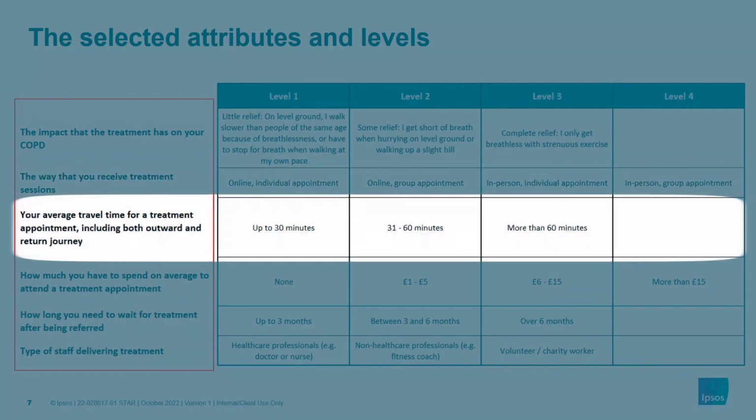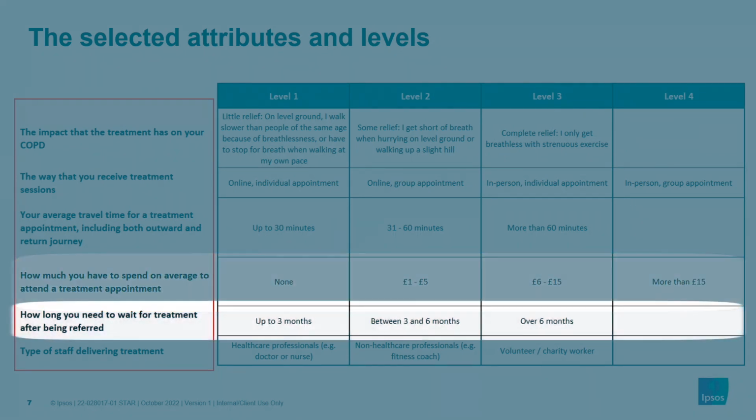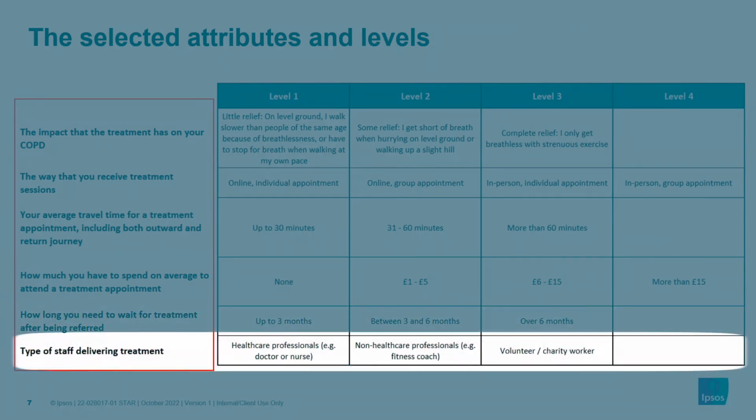A third one is the average travel time to a treatment appointment, including both outward and return journey, from up to 30 minutes to more than 60 minutes. Fourth one is how much you have spent on average to attend a treatment appointment, ranging from no out-of-pocket expenditures to more than £15. A fifth one is how long you need to wait for treatment after being referred. That ranges from up to 3 months to over 6 months. And the last and sixth one is the type of staff delivering the treatment. The levels of this attribute are healthcare professionals, non-healthcare professionals, and volunteer charity workers.